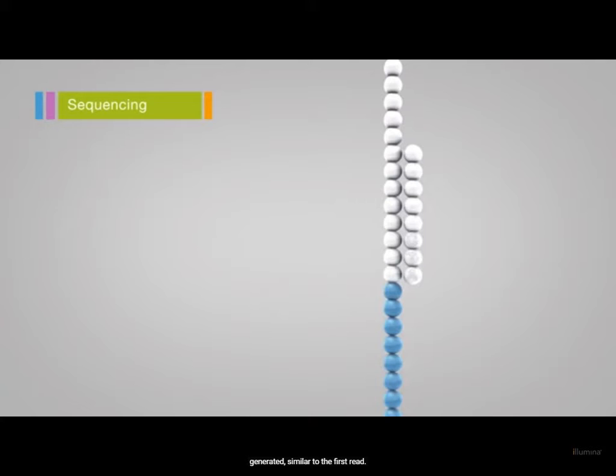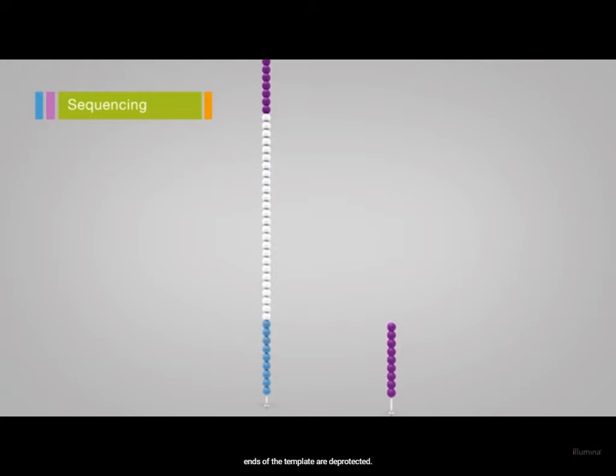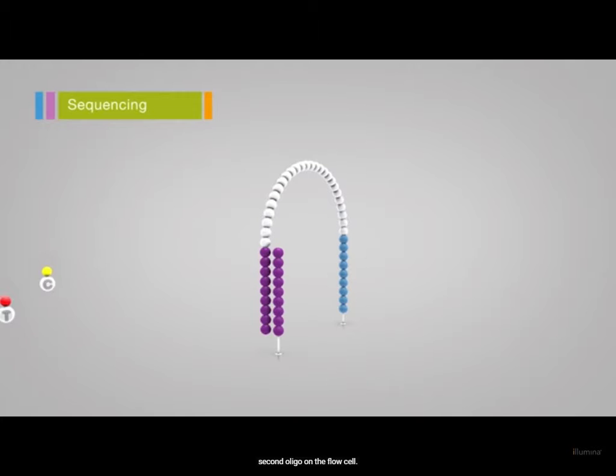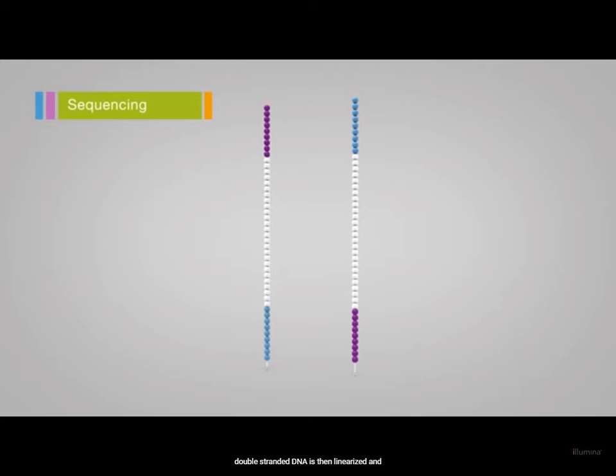After completion of the index read, the read product is washed off and the three prime ends of the template are deprotected. The template now folds over and binds the second oligo on the flow cell. Index 2 is read in the same manner as index 1. So how can you sequence both ends of the DNA strand? Forming a double-stranded bridge. This technique of being able to sequence both ends of the DNA is paired end sequencing.